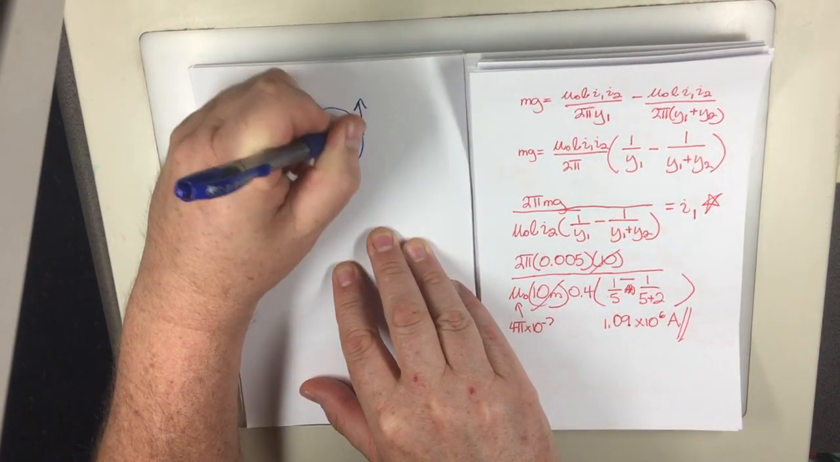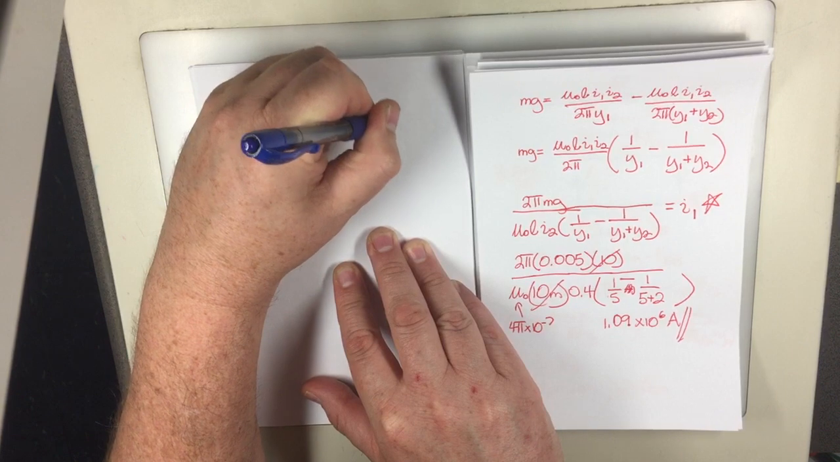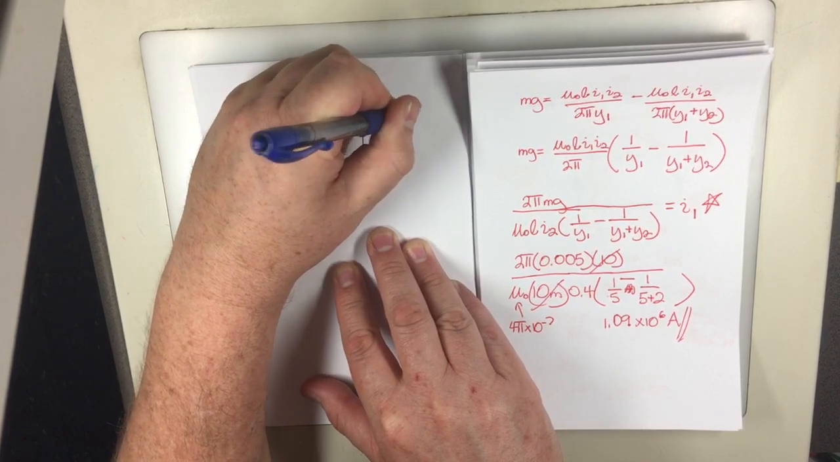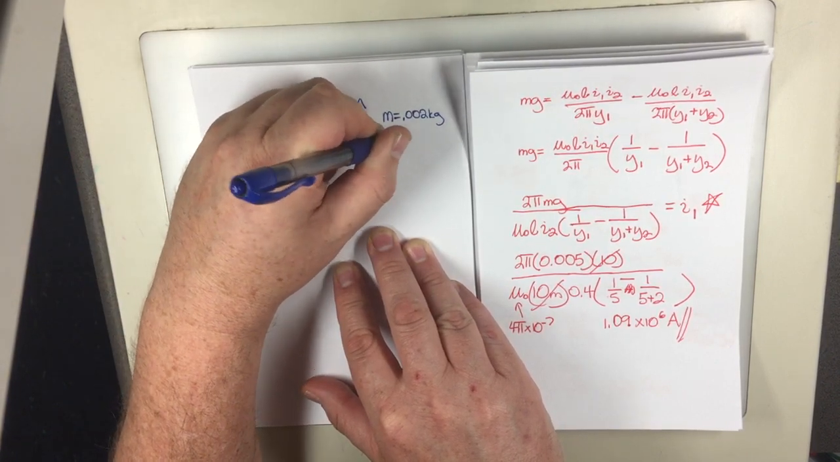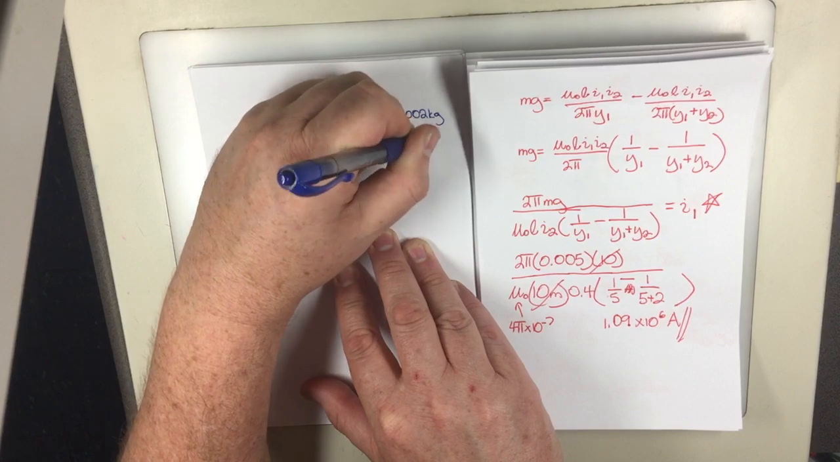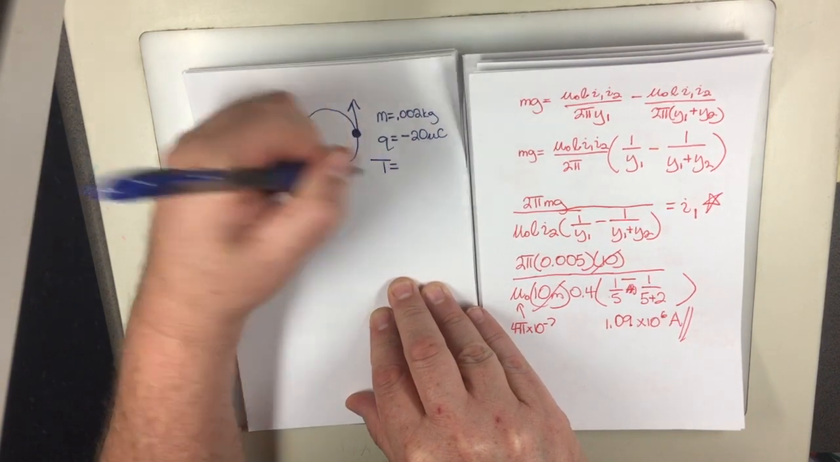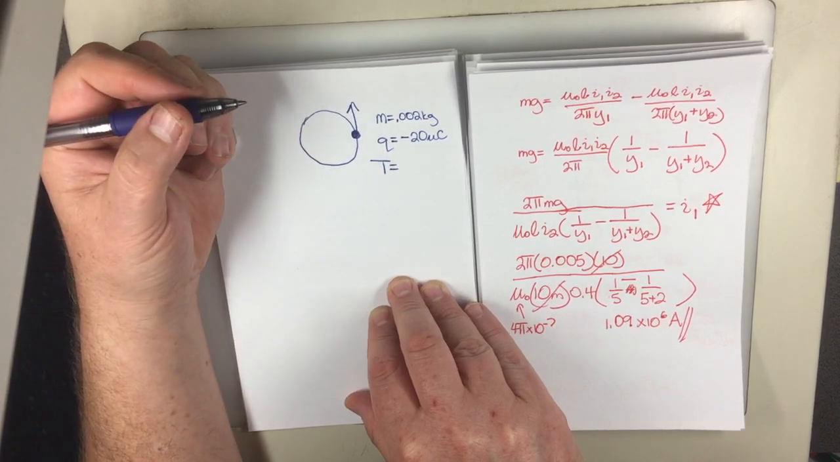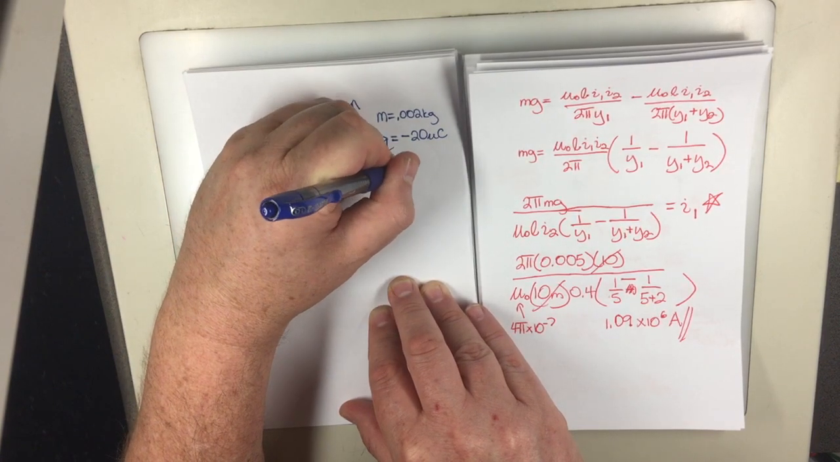I have a particle. The particle has a mass of 2 grams. The particle has a charge of negative 20 microcoulombs. And it is traveling in a circle. And the period of this circle is, I think I can get away with just these 3 bits of information, the period of the circle is 5 seconds.